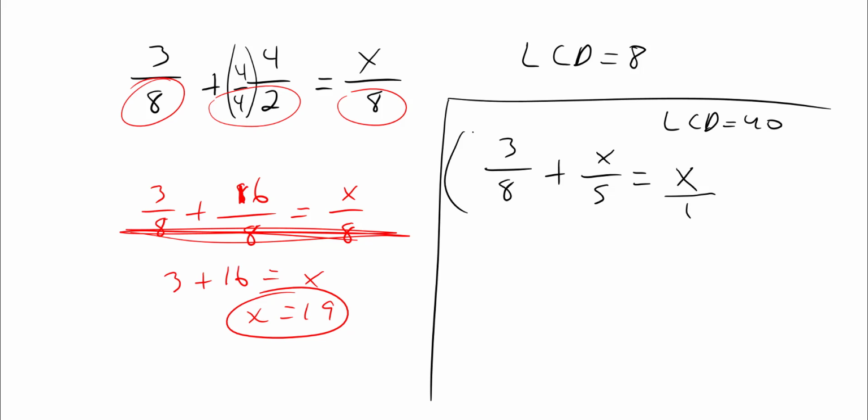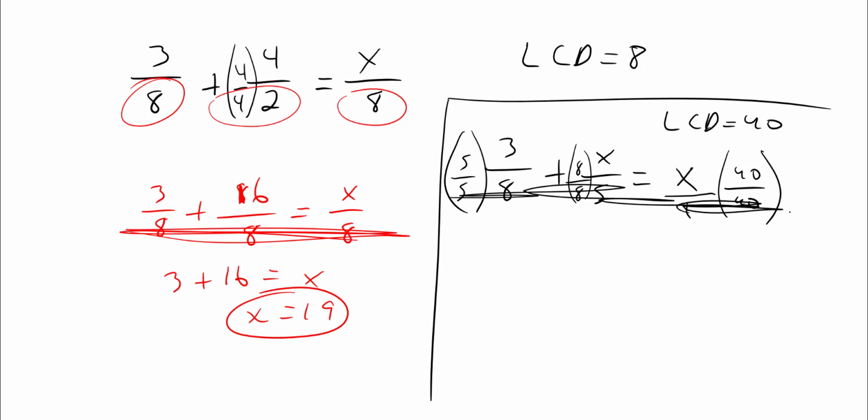So I multiply this one by 5 over 5. That gives me a 40 in the denominator. This by 8 over 8. That gives me a 40 in the denominator. And this one's actually by 40 over 40 to give me a 40 in the denominator. Okay? So once I have that, boop, gone. 40s are out of there. And I get 3 times 5 is 15 plus 8x is equal to 40x.